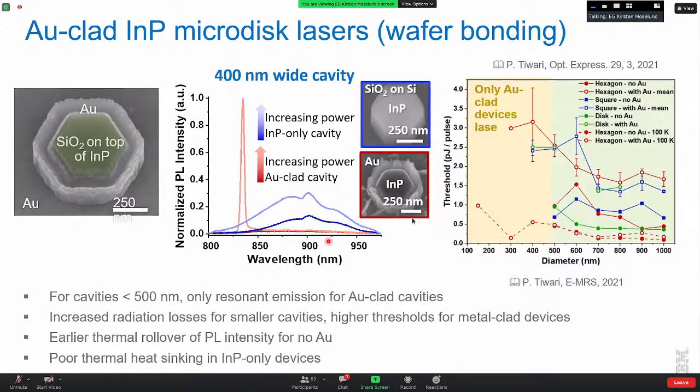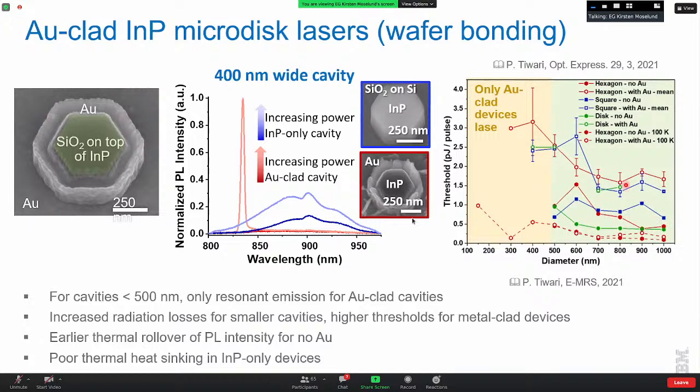We just keep increasing the bulk emission here, whereas in the case of a metal clad structure, we do see the appearance of a resonant emission peak. So what we did here is look at a lot of different geometries, both hexagons, squares, and discs. Actually, we don't really see much difference in this geometry. The open symbols here are for the metal clad structures, and the closed are for the purely photonic structures.